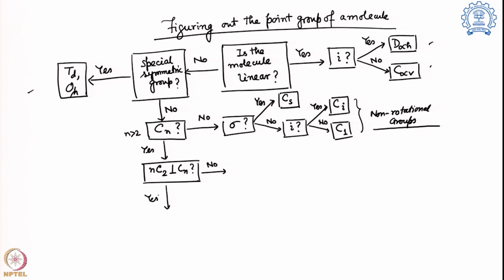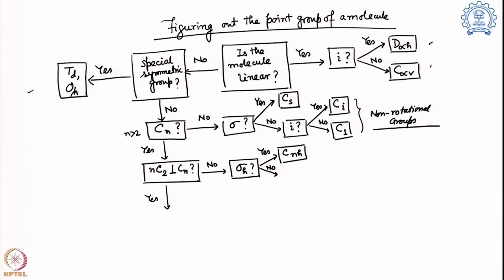If the answer is no, that means it now belongs to a single axis rotation, and in single axis rotation I can have Cn, Cnh, Cnv, all these point groups. So, to figure it out, the first question I ask, do you have a sigma h? I am asking this because if you have a particular Cn, you can have only one perpendicular sigma h to it. So, it is easier to find. That is the first question we ask, and the answer can be yes or no. If the answer is yes, this molecule belongs to the Cnh point group.